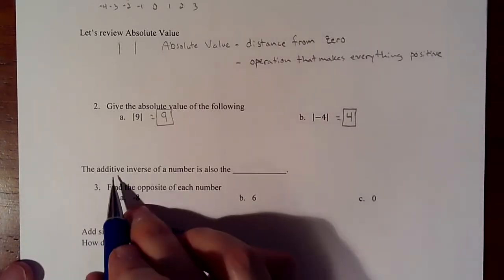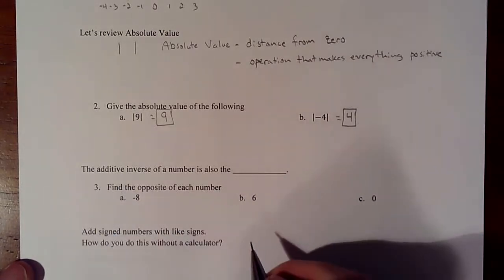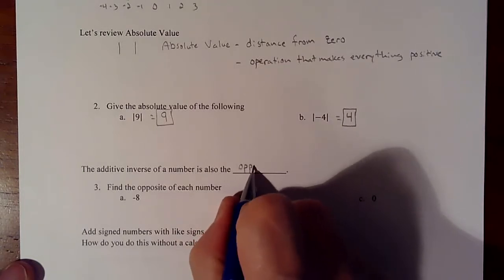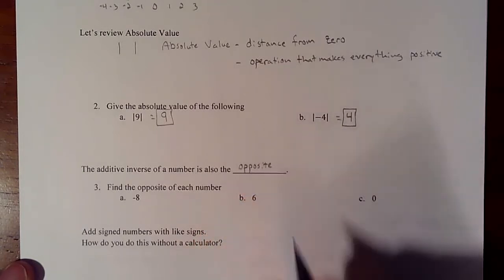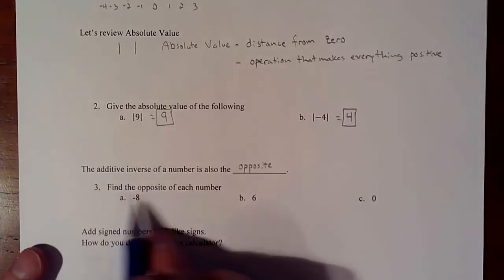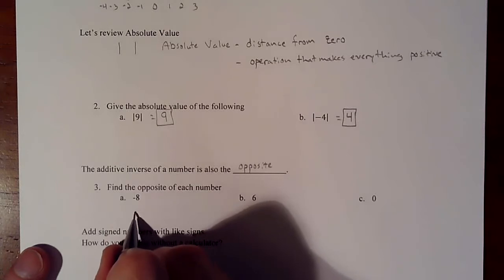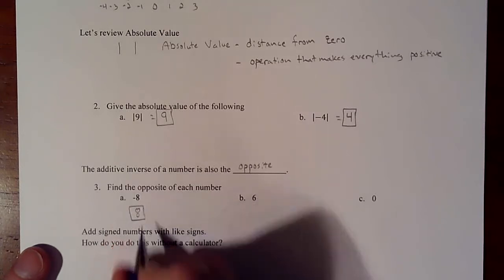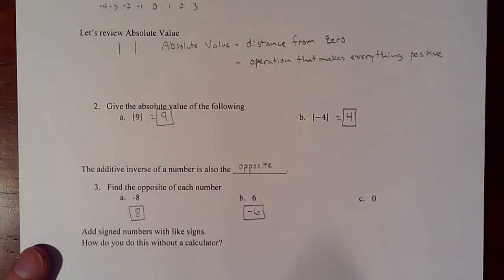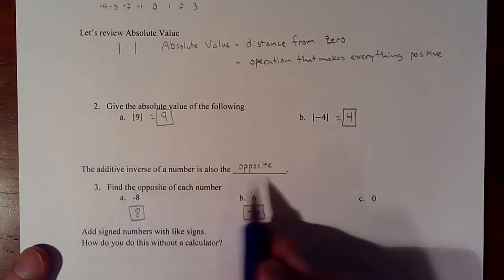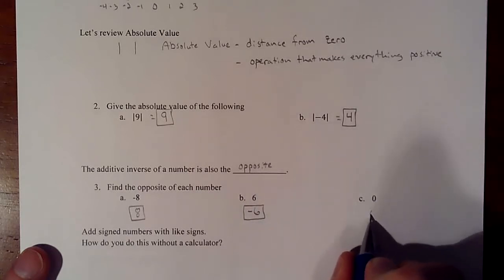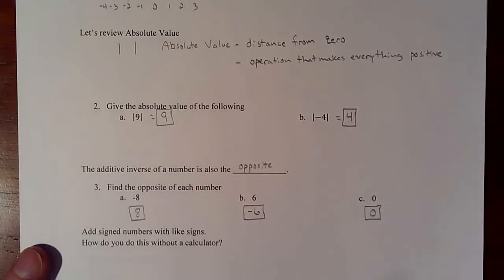An additive inverse is a fancy name for a number's opposite, just in case it pops up. We want to find the opposite of each number. If you have -8, the opposite is +8. +6, the opposite is -6. You're switching the sign. The opposite of 0 is 0 because there is no positive and negative of 0.